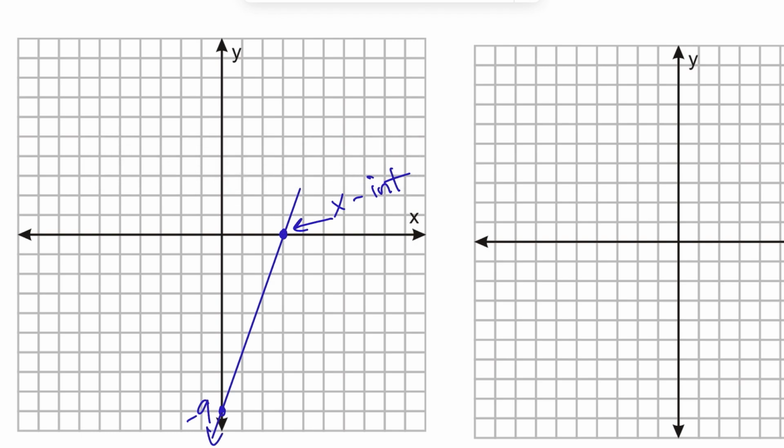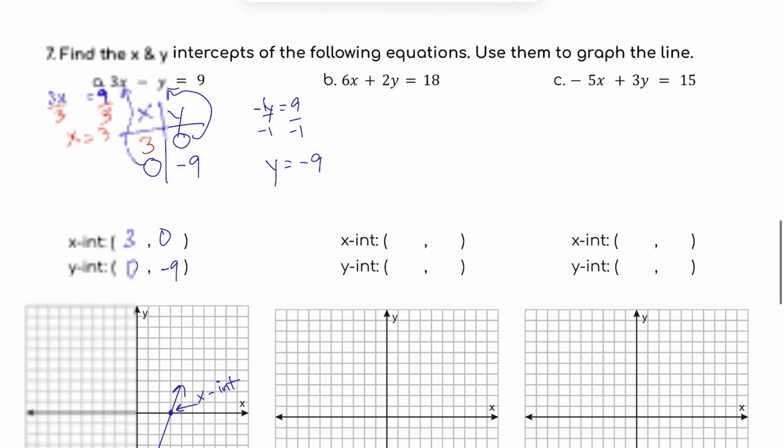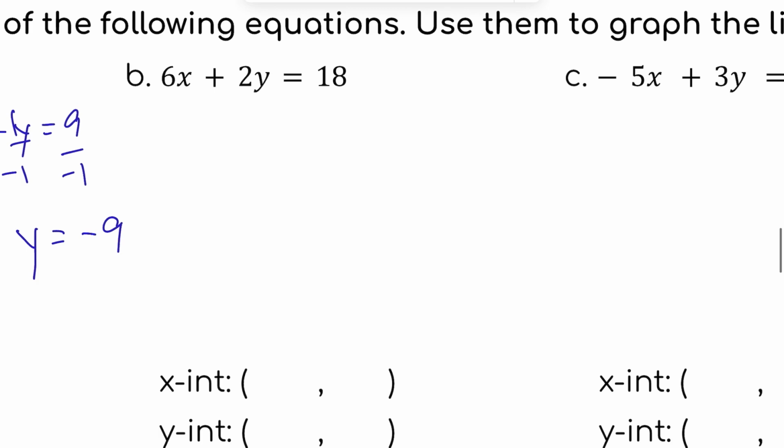So 2 points to draw the line, x-intercept, y-intercept. Over here on this one, same thing, we're going to do the little table. XY table, 0 in for y to find the x, 0 in for x to find the y. This time as I go through it, I'm just going to kind of cover it up and then uncover it.